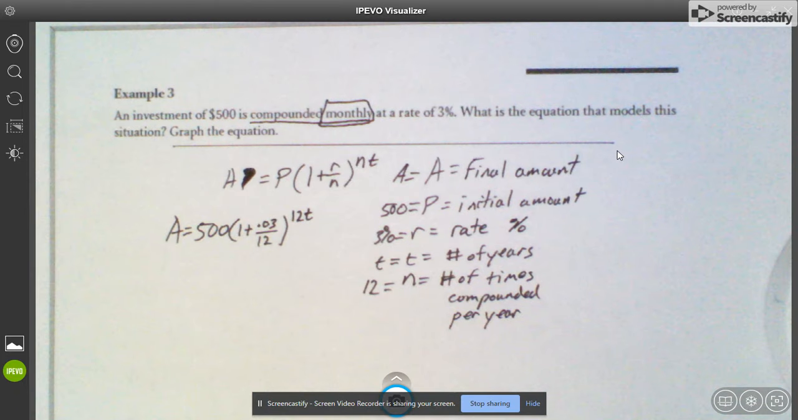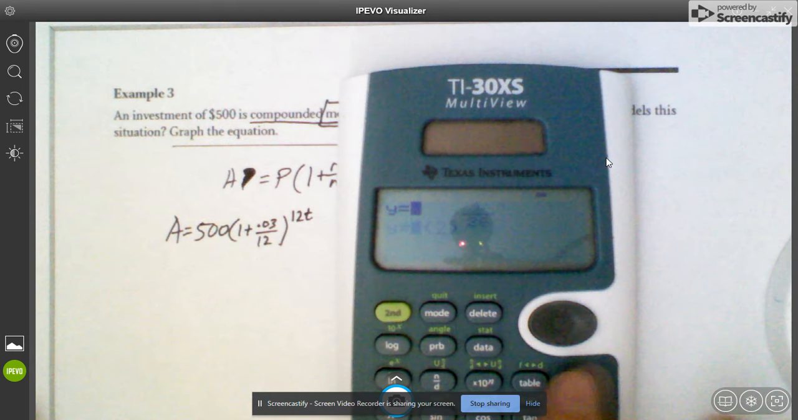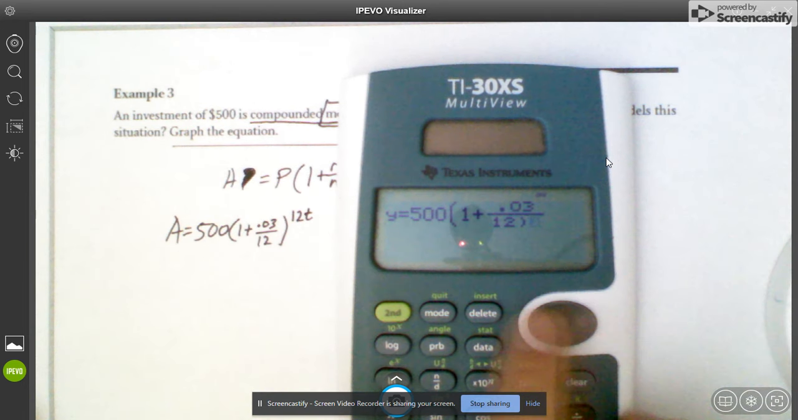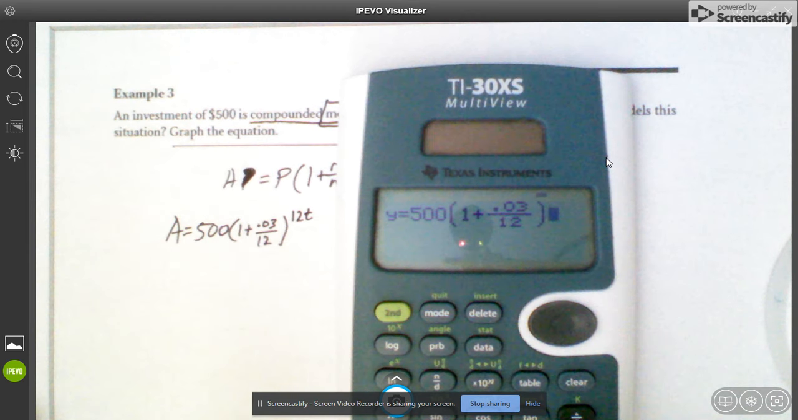All right, so that's our equation, and I'm going to plug that in the calculator to get some values here real quick, and then we're going to talk about how we want to graph this. So in your calculator, table, clear that up. All right, table, clear. And we got 500, parentheses, 1 plus fraction key, 0.03 over 12. And then make sure you get out from under that fraction before you close it up. And then we got an exponent of 12t.